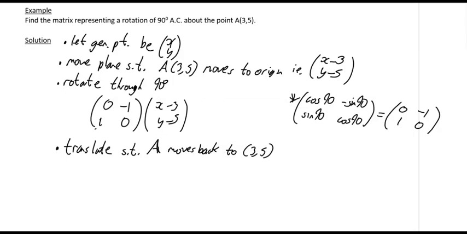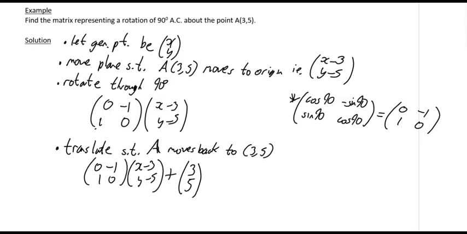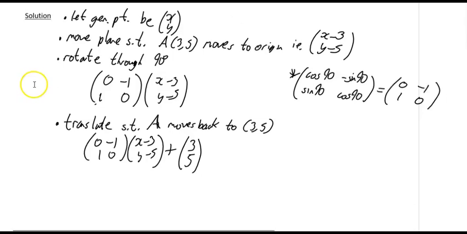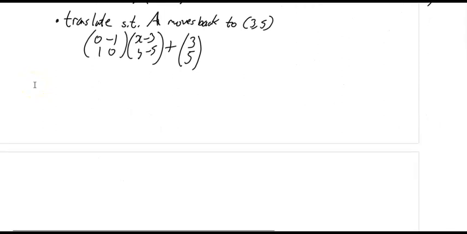And the last thing we want to do is translate this such that A moves back to (3, 5), because remember that's what we did at the very start. We can't forget about that. So your last step is going to be the (0, minus 1, 1, 0) upon the column vector (x minus 3, y minus 5), and then you've got to translate it back. So it's just a simple translation column vector, and that will give you your answer. Right, so just work through that and see what we get.